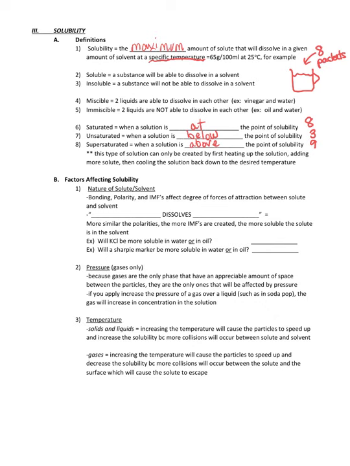One last thing on solubility: factors affecting it. Bonding, polarity, and IMFs affect the degree of forces of attraction between solute and solvent. You need to understand a big rule here. Like dissolves like. What that means is similar solutions will dissolve in similar solutions. That means that ionic solutions will dissolve in ionic solutions. Polar dissolves polar, nonpolar dissolves nonpolar.